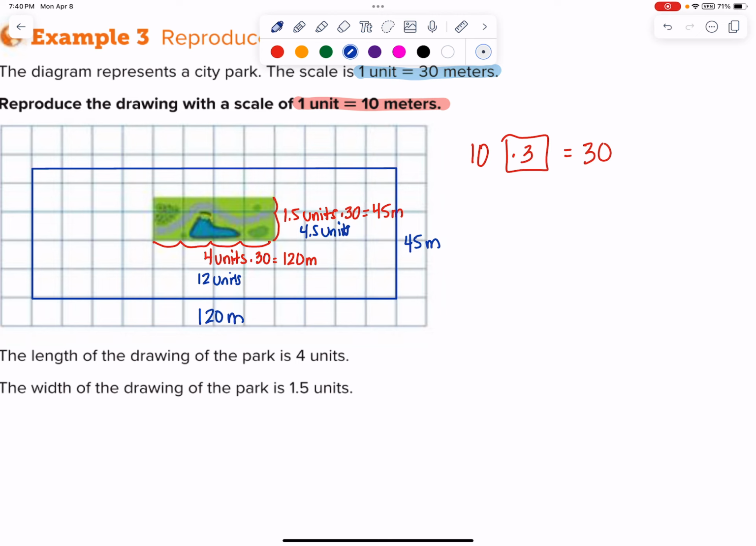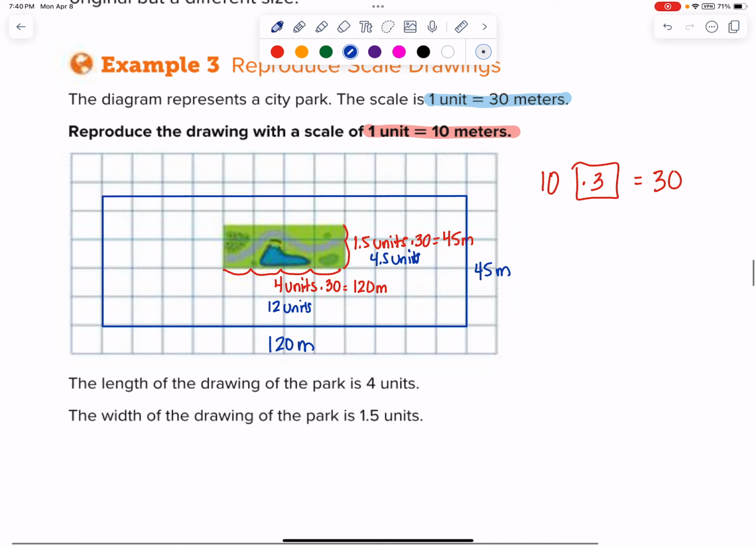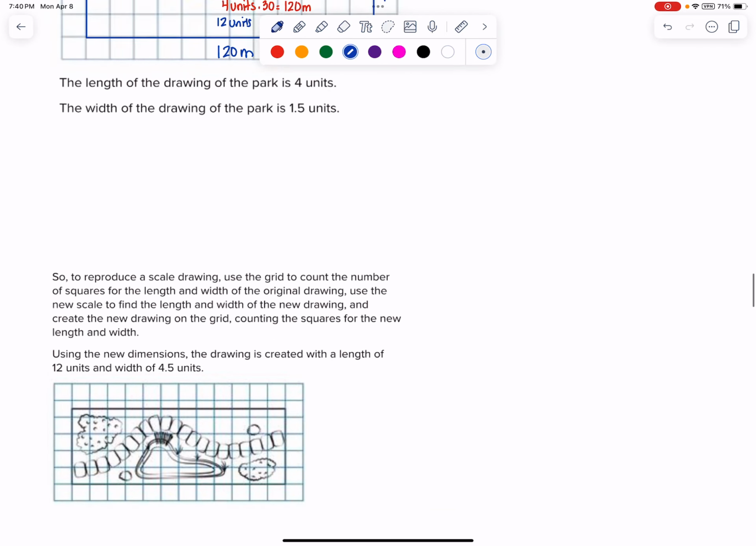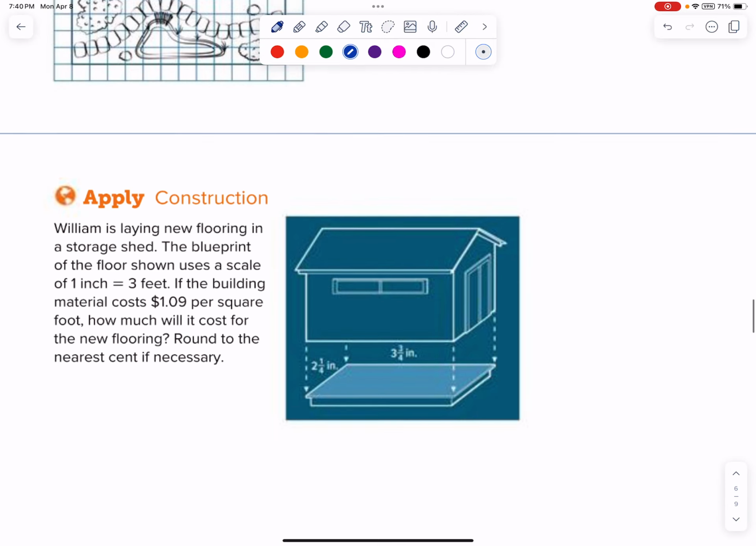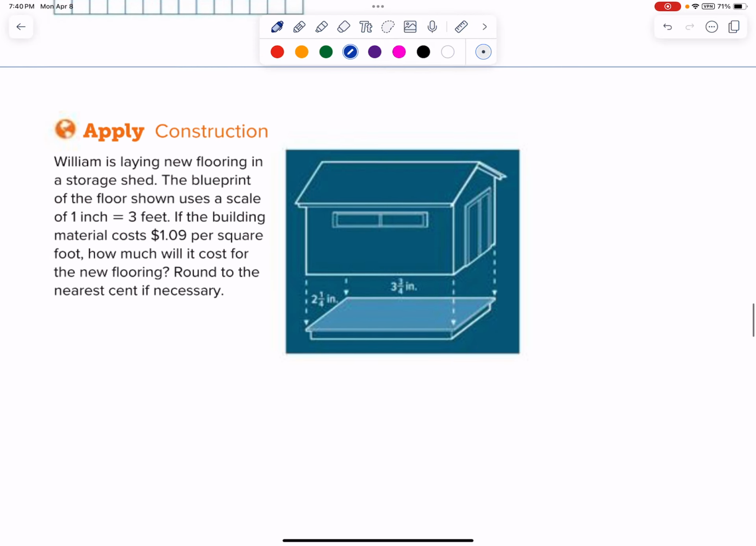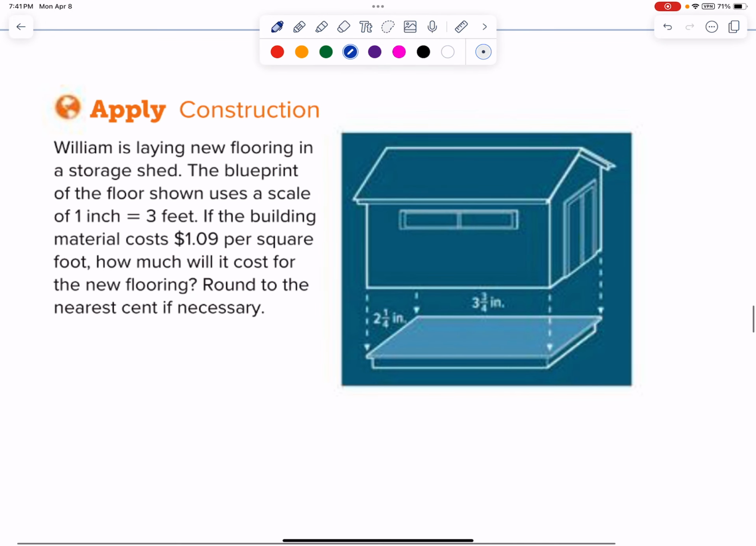We just changed the scale of our drawing, and you can see why it ended up being a multiplier of times 3, because our drawing is actually bigger, because each unit is only 10 meters instead of each unit being 30 meters. And if you scroll down, you can actually see a drawing that matches what we did there. So you have to sort of just think through that and think logically. All right, let's get to your apply now, and then you can get to your practice with this.